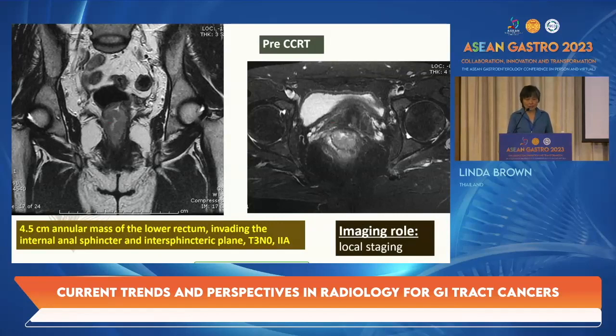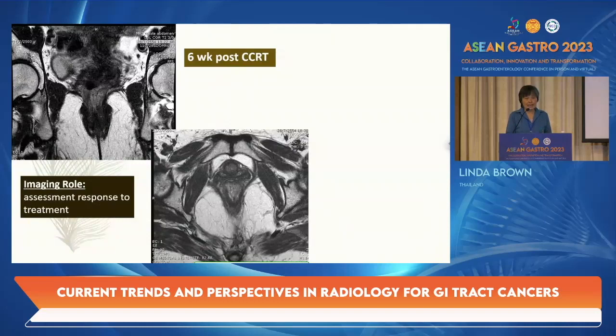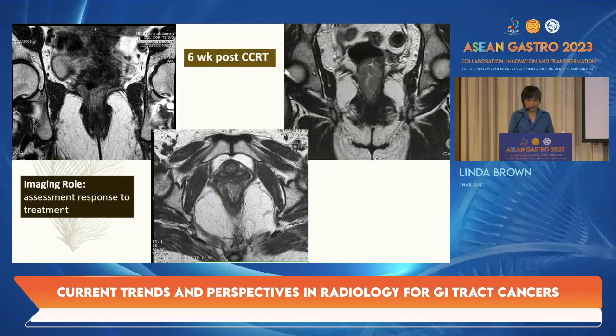So T3N0, but the location is so low that at this point surgery cannot be performed, and we need to have a neoadjuvant treatment. So neoadjuvant concurrent chemoradiation was given, and 6 weeks after receiving CCRT, you can see how well it responds to treatment. This is MRI. Now the tumor is gone. You can see now the internal anal sphincter and external anal sphincter nicely compared to before treatment.